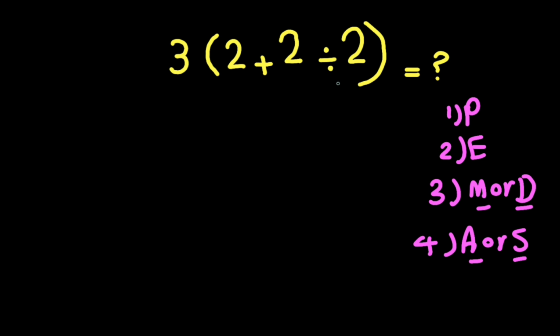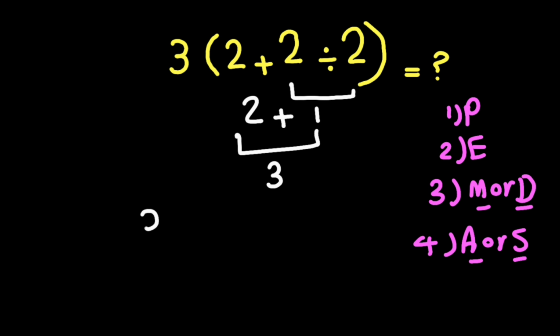And as we know, division has higher priority than this addition. So we have to solve this division first. So 2 divided by 2 gives us 1. Now 2 plus 1 gives us 3.